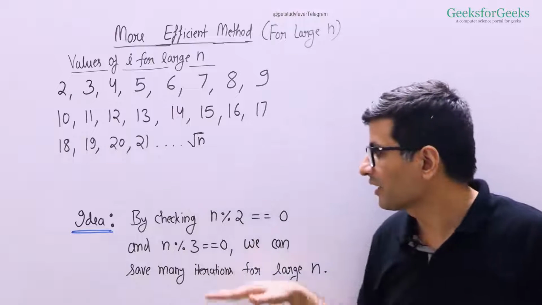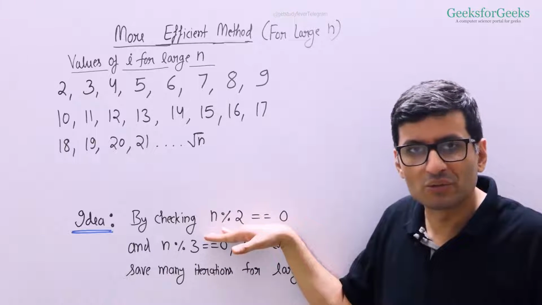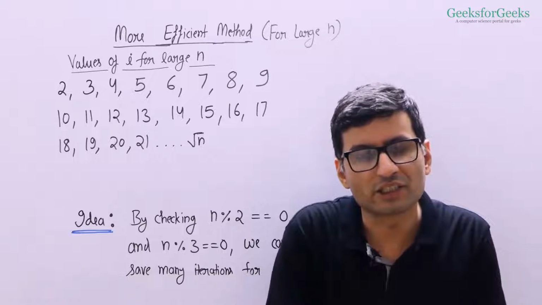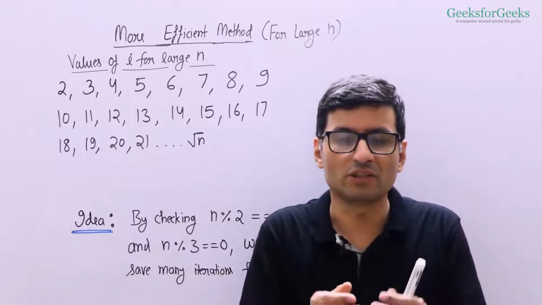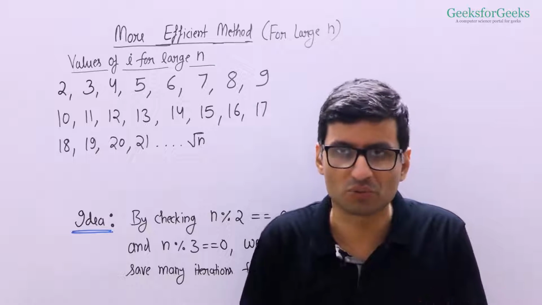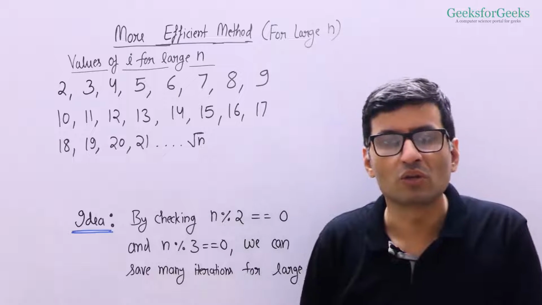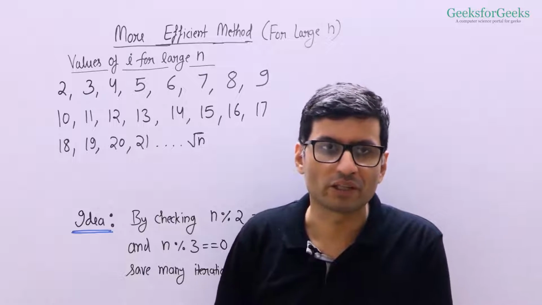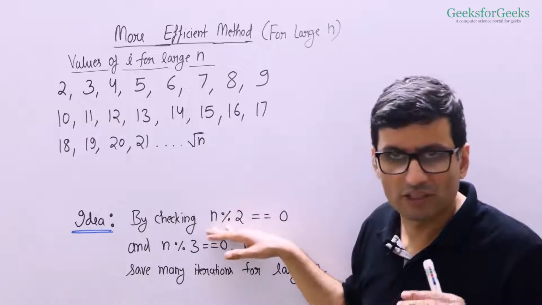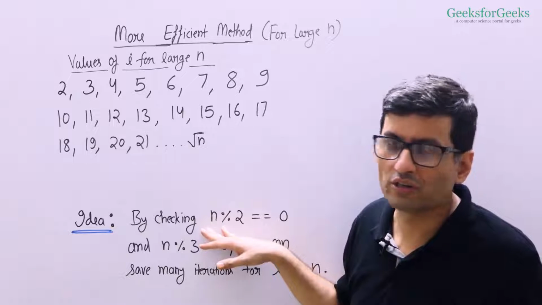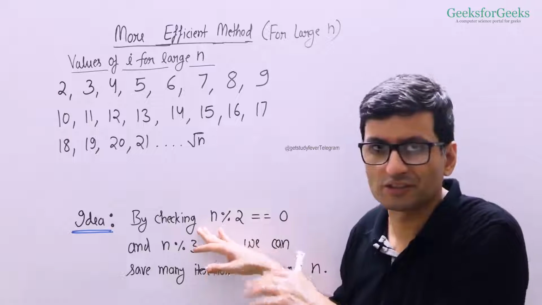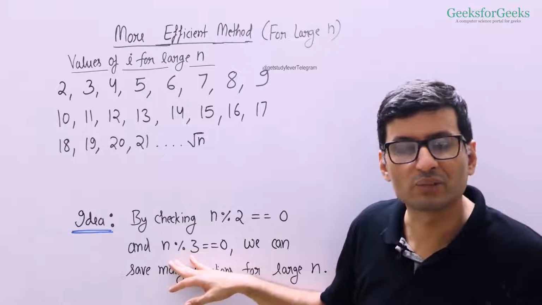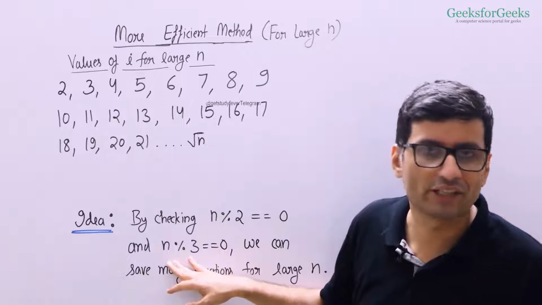The extra checks are, if n is divisible by 2, then it cannot be a prime. We need to have a base case or a corner case to handle the only even prime number, which is 2, right? Apart from 2, all the other even numbers are composite numbers. They cannot be prime. So if I add a check for n divisible by 2 or not, I can save many iterations. And if I also add one more check, if n is divisible by 3 or not, then also many iterations can be saved.